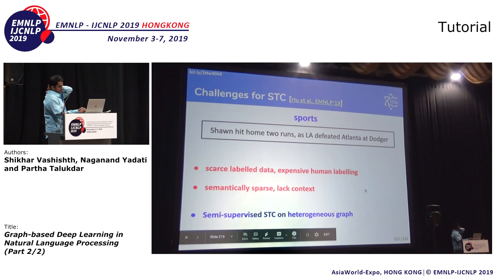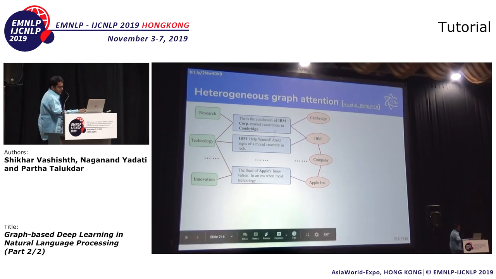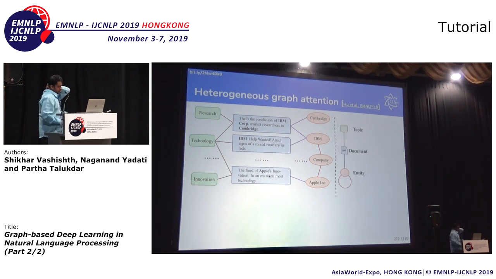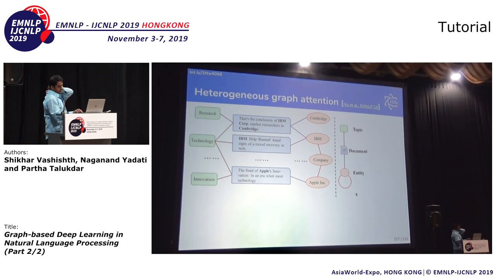To address these two limitations, this EMNLP 19 paper uses a semi-supervised technique on a heterogeneous graph, which we will see. So we have all the short texts here, for example, 'the seed of Apple's innovation in an era when most technology', and so on. All these short texts form the nodes of the heterogeneous graph. Then we have all the topics of these short texts as nodes, and all the entities present in these short texts as the third type of nodes. So this is the schema of the heterogeneous graph: topic nodes, short text nodes, and entity nodes, right?